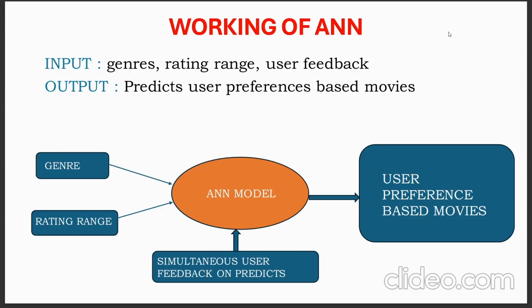Now let's jump to ANNs. We have inputs as genre, rating, range, and user feedback, and we predict movies based on user preferences. At the time of prediction, we take user feedback, which is basically a variable representing the score of the feedback. -1 is for very bad, 1 is for great, and 0 is for neutral.